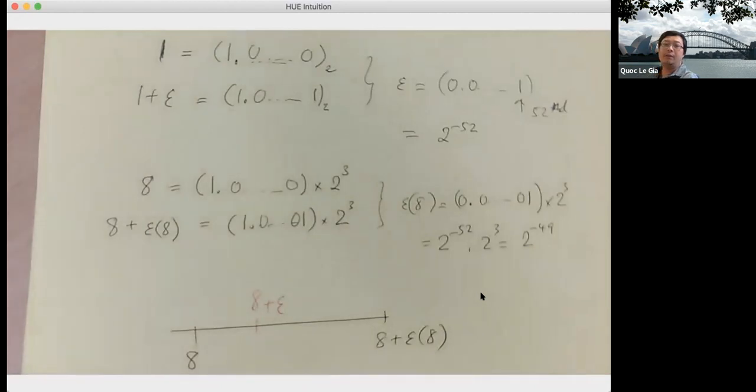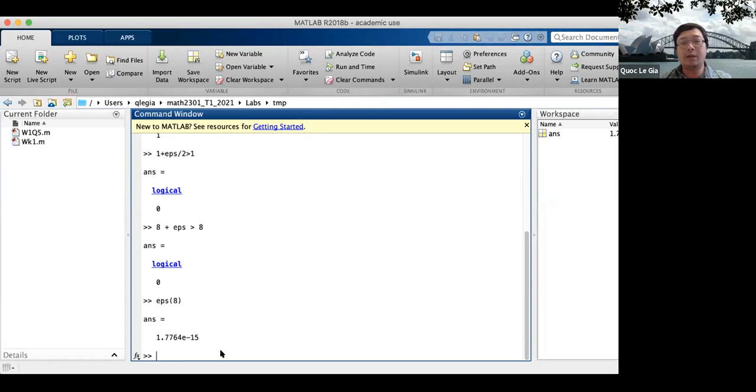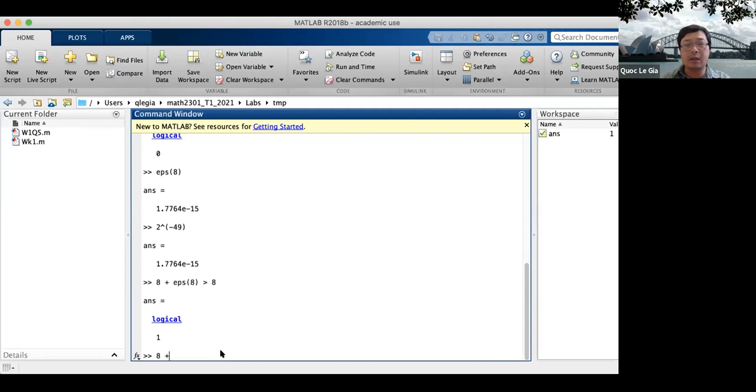You can see that if I put it in my MATLAB, I put in epsilon of 8 first. It will be 1.77 times 10 to the minus 15, so it is the same as 2 to the minus 49. And you see that 8 plus epsilon of 8 will be bigger than 8. So epsilon of 8 is the gap between 8 and the next number after 8. So, before you say that, why don't I take 8 multiplied by epsilon?